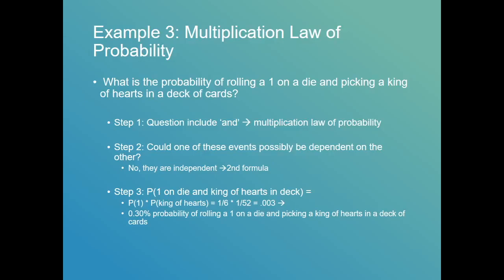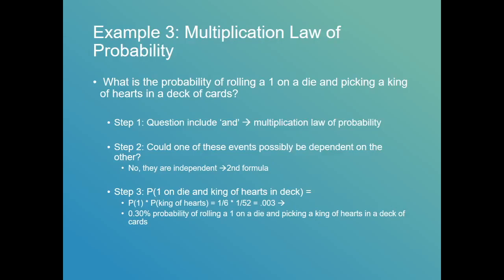Could they be dependent on each other? Well, no. Rolling one die, and pulling out one card from a deck are completely independent events. They are not happening at the same time. So which formula based on that would we want to use? The second formula. So here in our step 3, we want to multiply the probability of rolling a 1 on a die by the probability of pulling a king of hearts out of a deck.